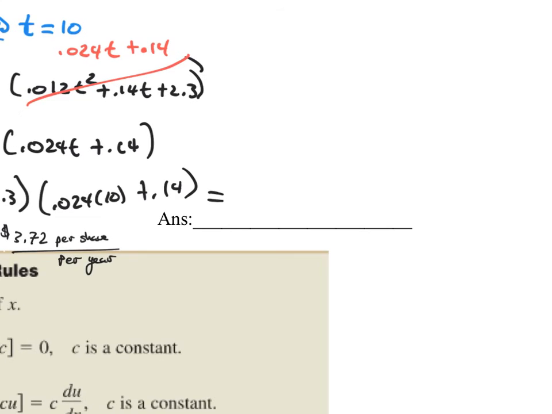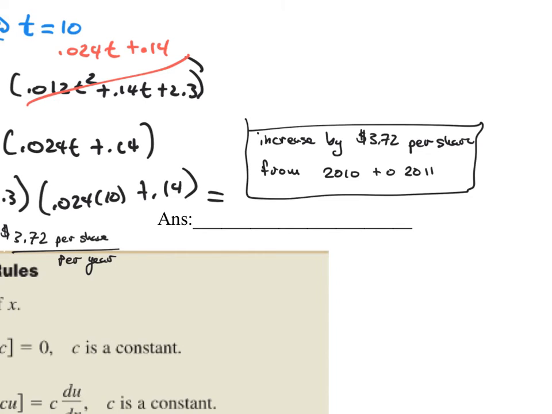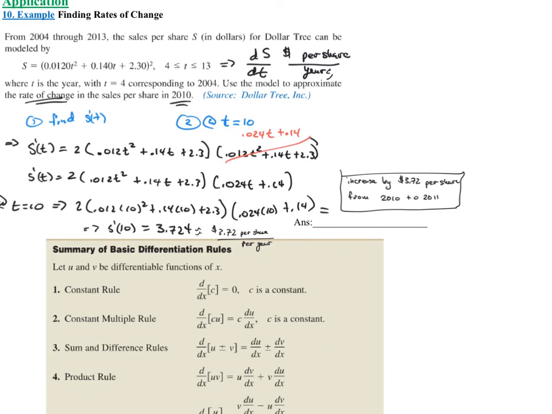So what does that mean? They should expect an increase by $3.72 per share from 2010, the start year, and it's per year, so that would be to 2011. Again, that is not the price per share, that is the increase in the price per share. So the actual share price might be $100 in 2010. If it were $100, then in 2011, we would expect it to be $103.72. So that's what it is. This is not the cost per share. This is not the price per share. This is the increase in the price per share. So this is how much has changed, not the actual cost, just how much it changed in that year. That's what the derivative is.